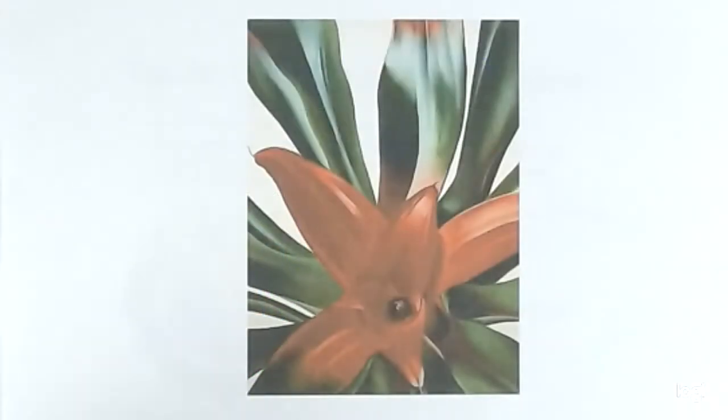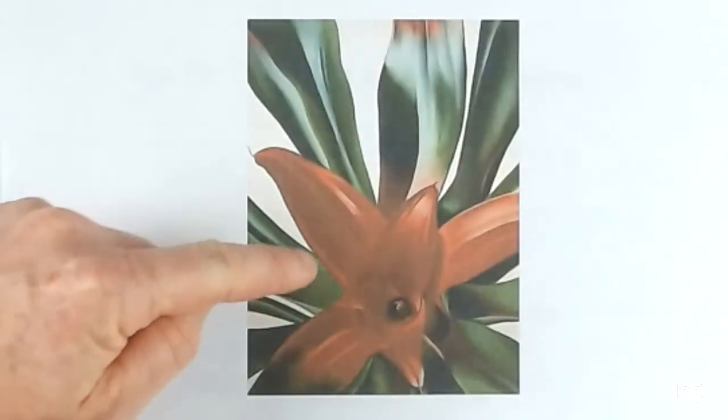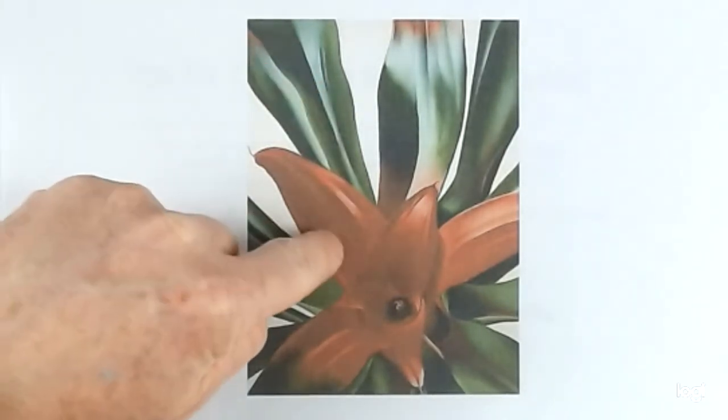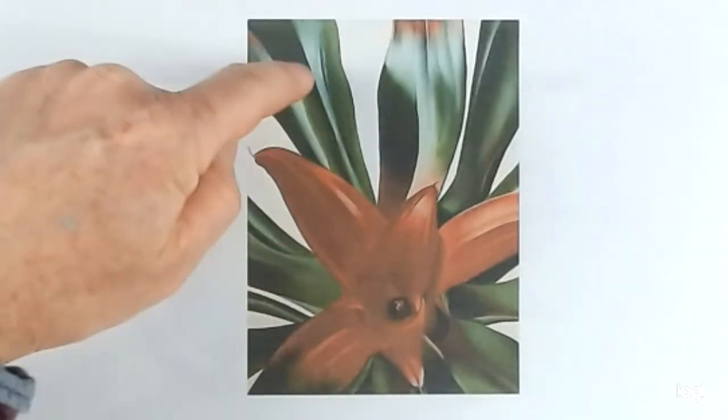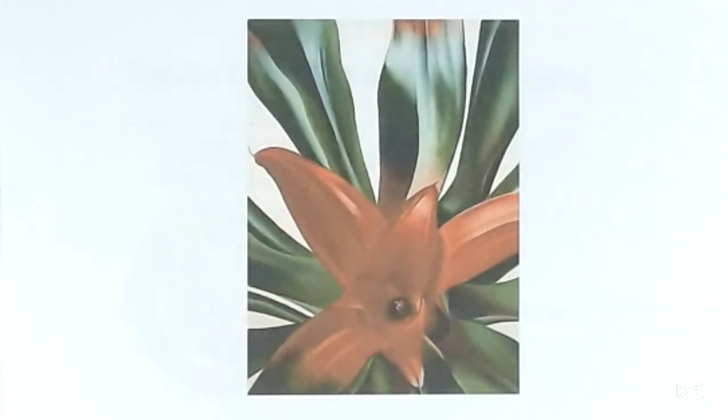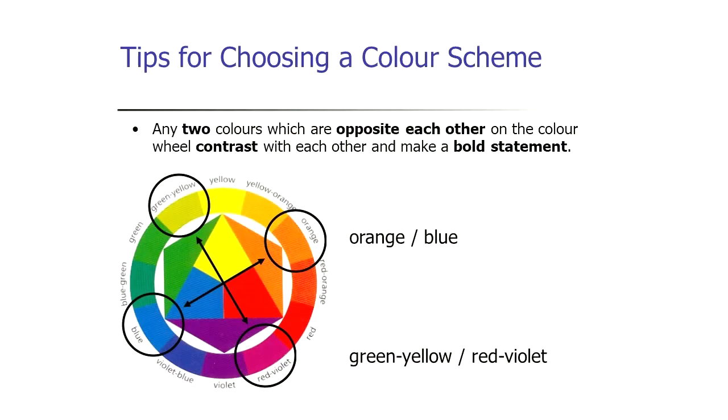Here we have another picture by Georgia O'Keeffe, but this time we have a much stronger contrast between the red and the green. And what is being used here is opposite colours, or what's called the complementary contrast, which I'll show you on the colour wheel. If we take colours which are opposite to each other on the colour wheel, they're the ones that are as different to each other as possible.